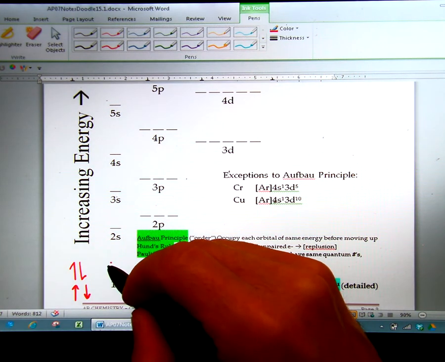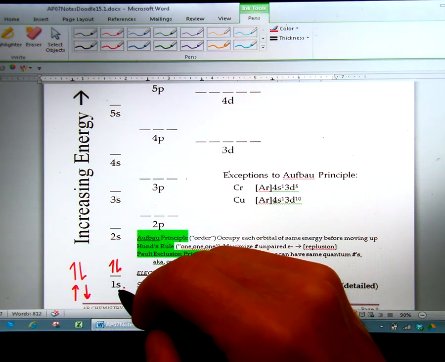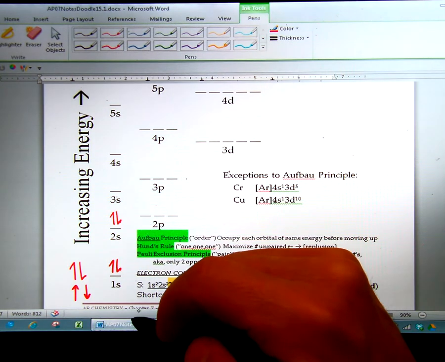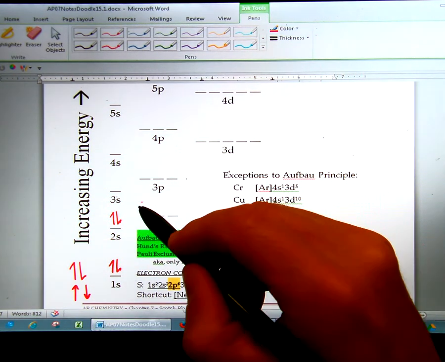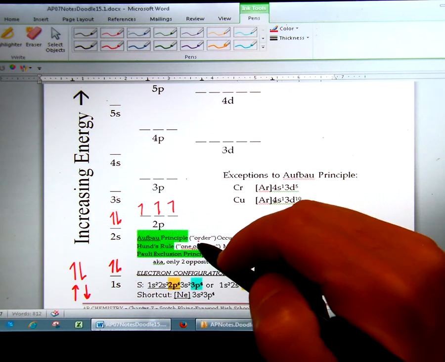We're going to put them in every orbital. We go up, down first, so up, down. Now we put those into 1s. Now we're going to go to 2s. We're going to go up, down as well. When we get to the 2p, we're going to go up, up, up. Then we're going to go down, down, down.